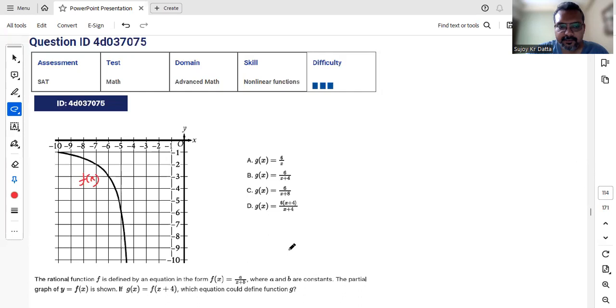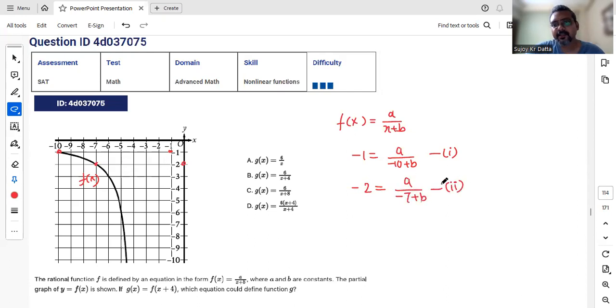What is the function? So one long way of doing this is figuring out what is the function first, f(x). Since they have given f(x) in this form, a over x plus b, what we can do is plug in x as negative 10 and getting y as negative 1. So negative 1 equals a over negative 10 plus b. That's number 1. And then pick another point, let's say negative 7 for x getting negative 2. So negative 2 is a over negative 7 plus b. That's number 2. And we solve these, figure out what is a, what is b.